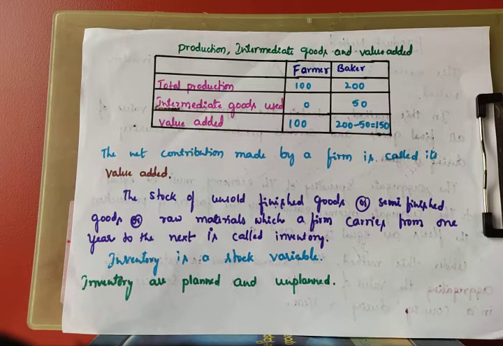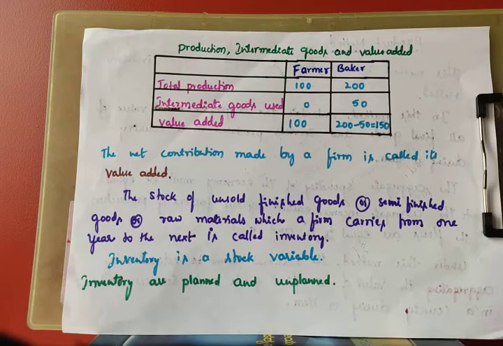If we include depreciation in value added, that is called gross value added. If we deduct the value of depreciation from gross value added, that is called net value added. While calculating national income, gross and net are very important, like GDP, gross domestic product, GNP, gross national product, and NNP, net national product. Like this we also have to discuss.